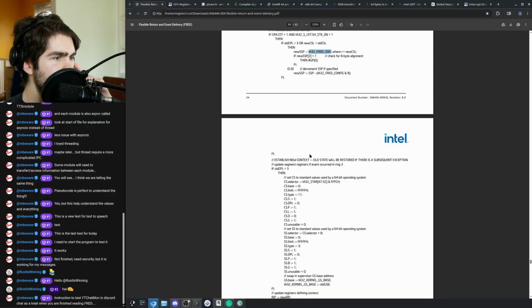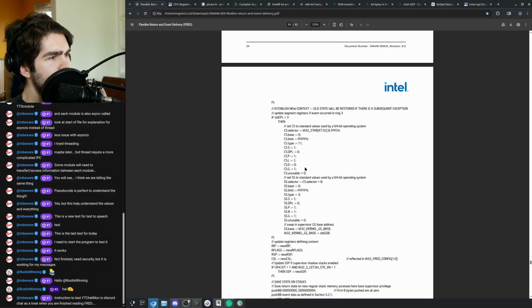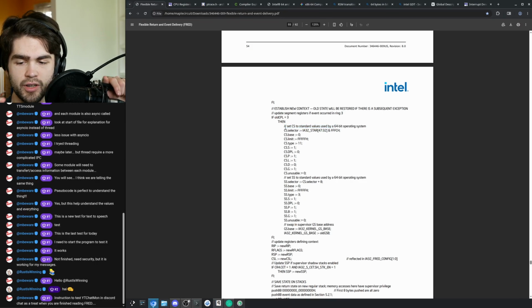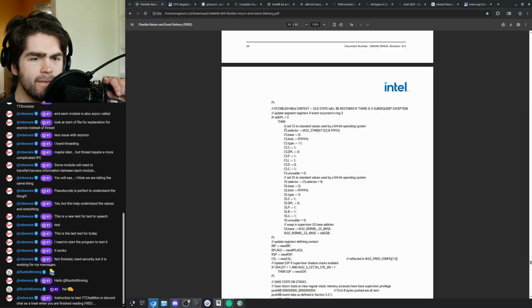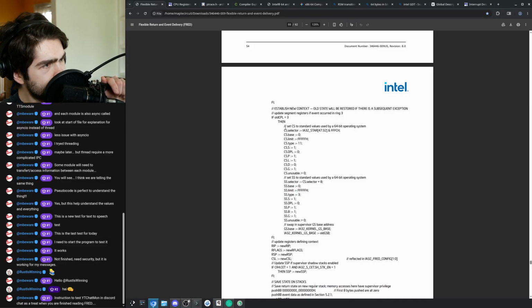Okay, got it. Establish new context. Old state will be restored if there is a subsequent exception. Okay. Update segment register if event occurred in ring 3. If old CPL equals 3, then the CPU does a lot of things. Then, set CS to standard value used by 64-bit operating system. Brain, please register. I'm not registering anything right now. Maybe I'm hungry. I don't know.